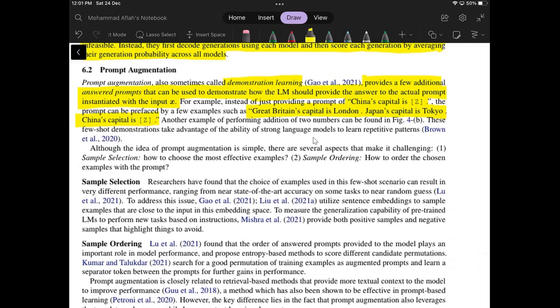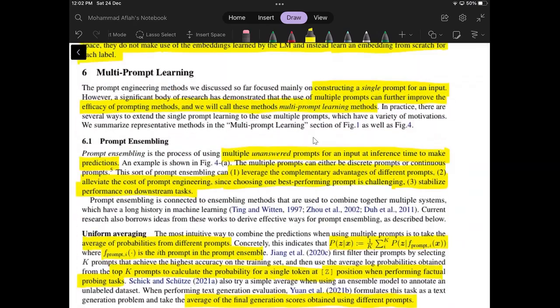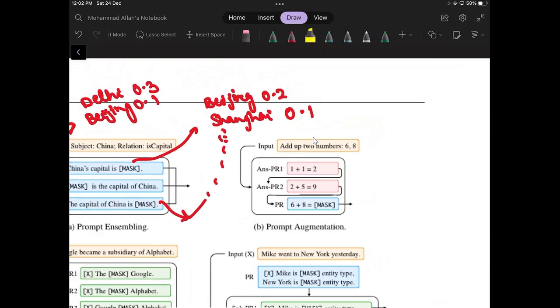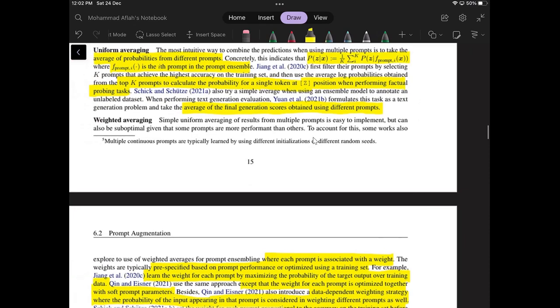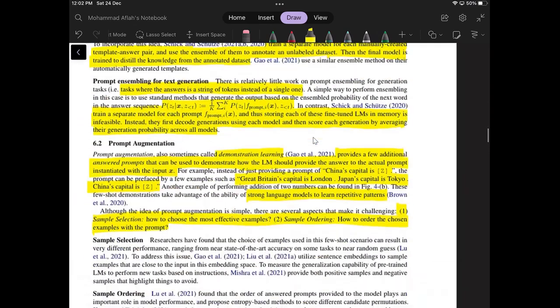Another example of performing addition of two numbers can be found in figure 4b. These few demonstrations take advantage of the ability of strong language models to learn repetitive patterns. Although the idea of prompt augmentation is simple, there are several aspects that make it challenging. So, how do you select samples which are effective, and how do you order them? Before that, let's have a look at the example which they mentioned. So you show it two prompts: 1 plus 1 is 2, 2 plus 5 is 9, and then 6 plus 8 is mask, and then the model has to guess. But now the model at least knows, hopefully, your intention.